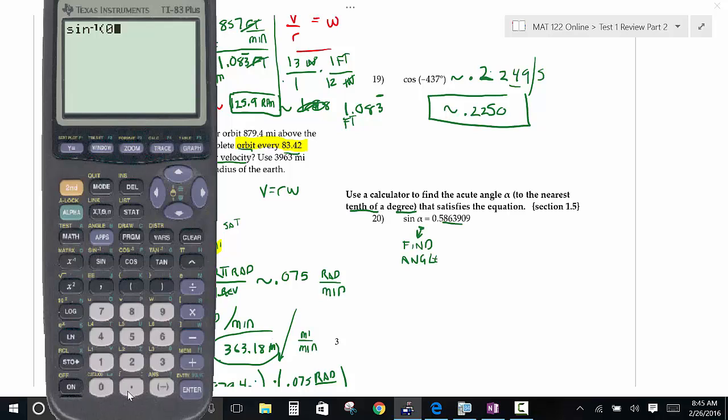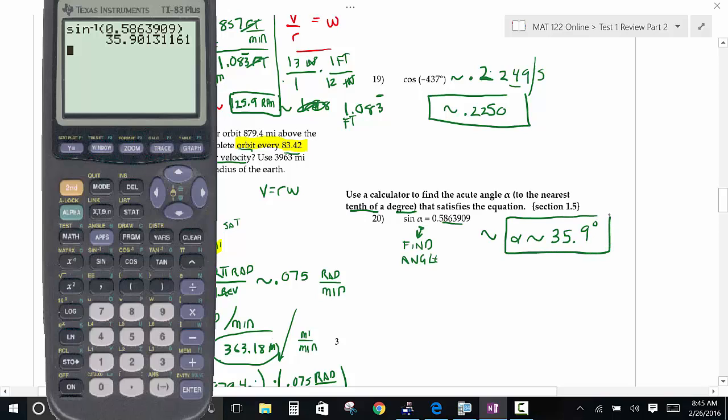So now you put in 0.5863909, like that. And then that gives the answer. We can round that to the tenth of a degree, and that would give, basically, alpha is approximately 35.9 degrees, like that.